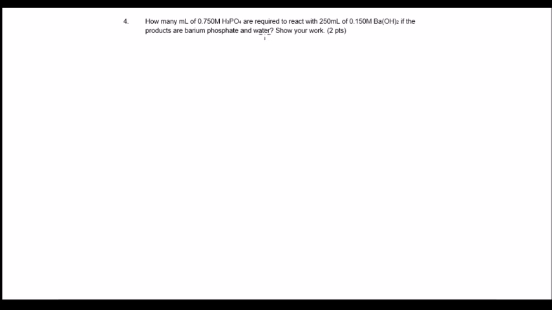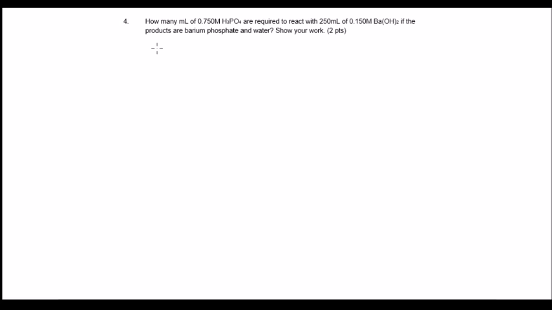I think it'll help you out, so maybe you'll be able to get it when it comes time for the test. How many milliliters of 0.750 molar phosphoric acid, H3PO4, are required to react with 250 milliliters of 0.150 molar barium hydroxide if the products are barium phosphate and water?